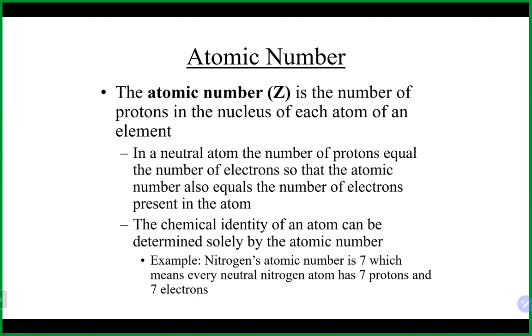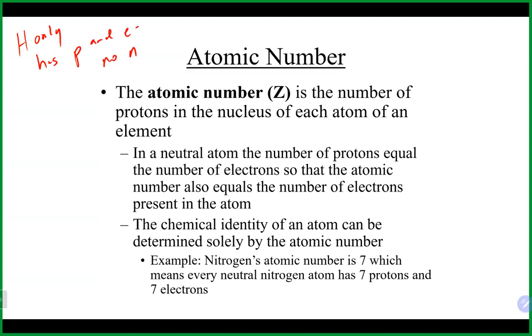Any questions on that? By the way, all atoms have protons, electrons, and neutrons except for hydrogen. Hydrogen only has a proton and an electron, does not have a neutron. So everybody else has all 3 of those particles, but hydrogen only has a proton and an electron. No neutrons.